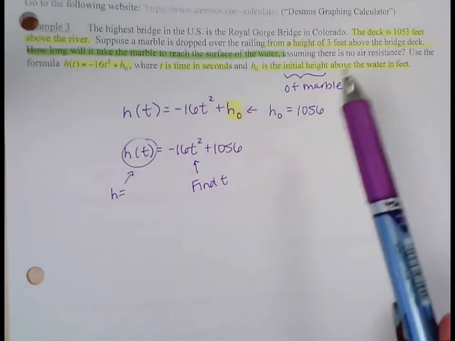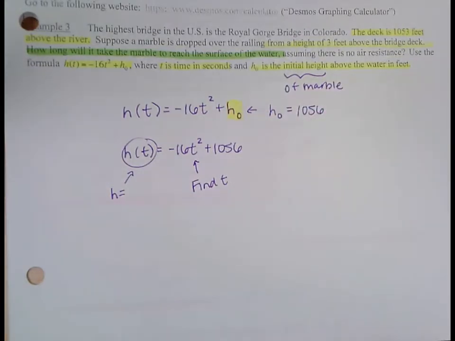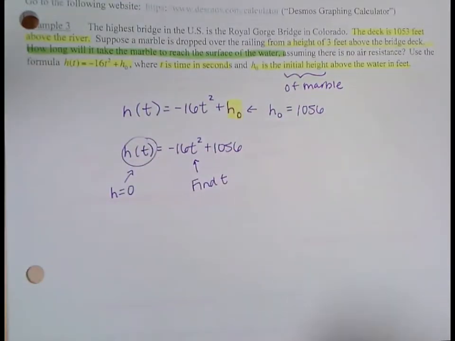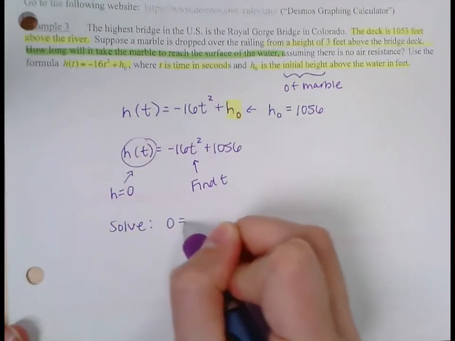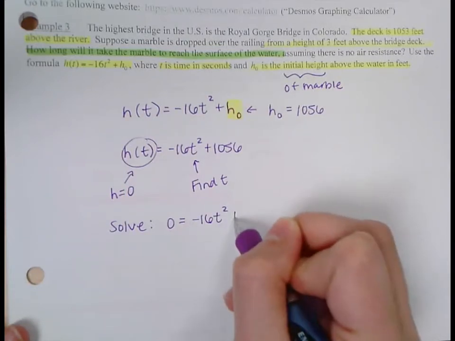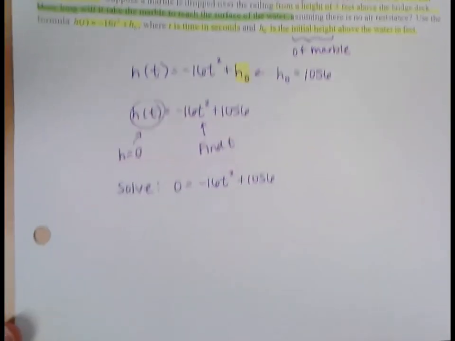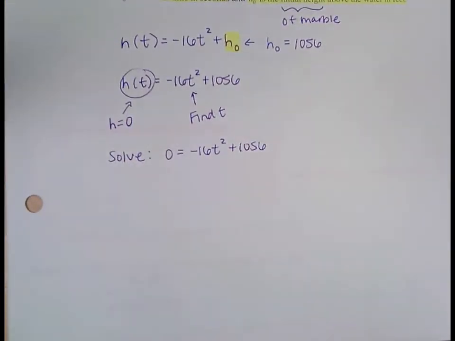So if h represents height above the water, if the marble reaches the surface of the water, what would you say the height is? 0. Yep, if h is height above the water and you're at the surface, you're not above the water at all, h would be 0. So ultimately, this question is asking you to solve this equation. 0 equals negative 16t squared plus 1,056. So this is like the equations we just solved in examples 1 and 2.